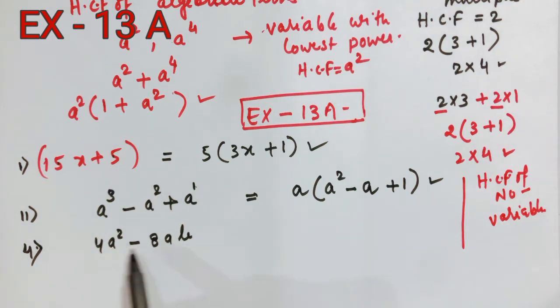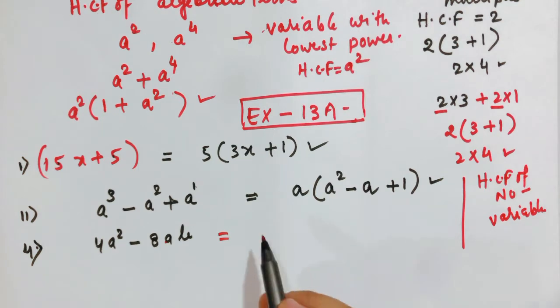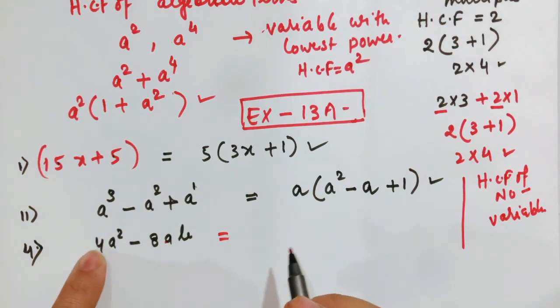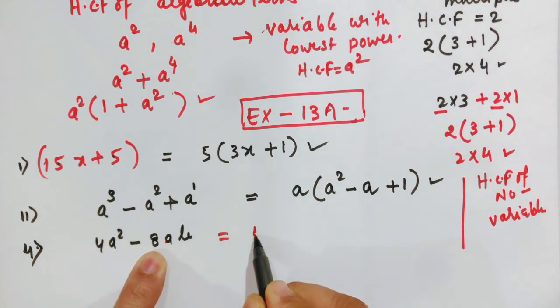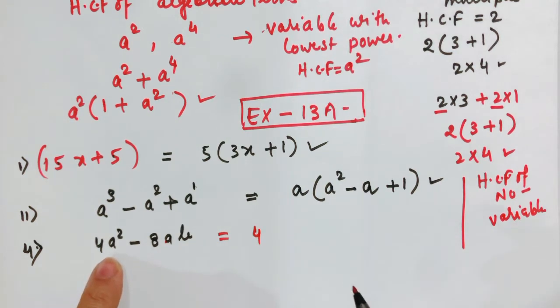So in 4a square minus 8ab, the numbers are 4 and 8, and you will have to take the HCF of 4 and 8 as 4. And what will be the HCF of a square and a?